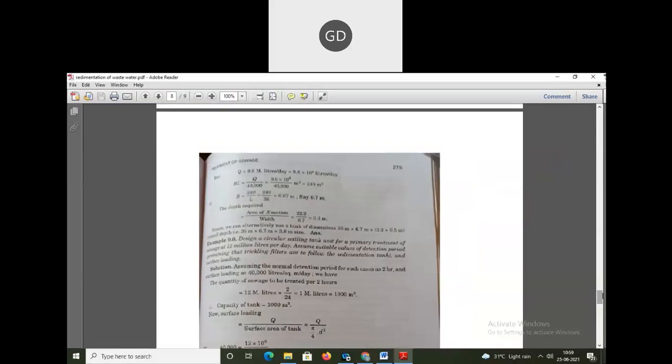So coming to a question. We will solve one question for a circular sedimentation tank. The question states: design a circular settling tank unit for a primary treatment of sewage at 12 million liters per day. Assume suitable values of detention period, assuming that trickling filters are to follow the sedimentation tank, and surface loading.